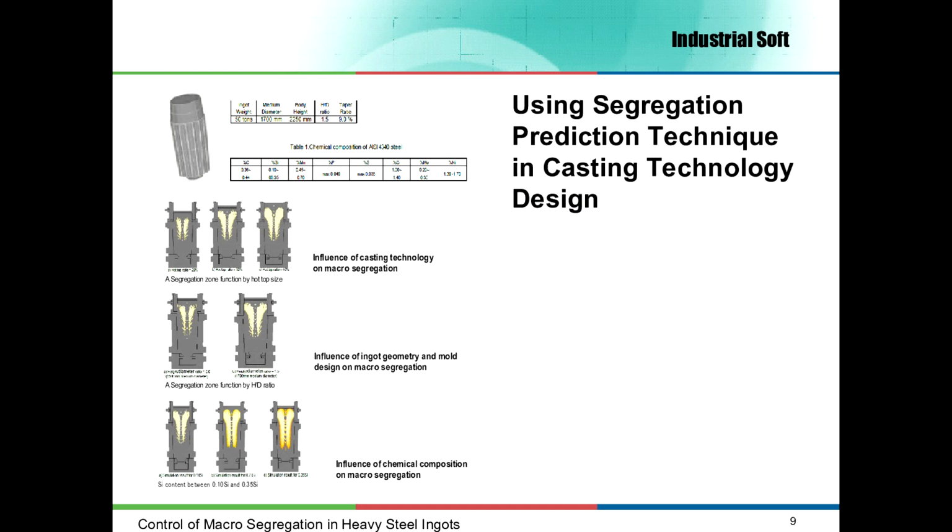Using the principle mentioned before, we made several numerical experiments to analyze the influence of manufacturing parameters on macro segregation in a 50T steel ingot. In these experiments we analyzed the influence of casting technology variables, mold geometry, and chemical composition of steel on macro segregation. From the first category of variables we analyzed the hot top size, from the second one the H/D ratio, and from the last one the influence of C content on macro segregation area size. More information about these experiments I will give to you in the next slides.